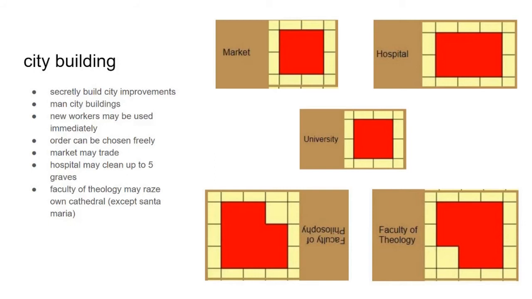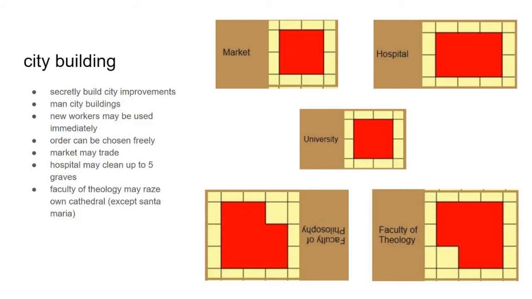Or you can trade with the bank if you have a market. So if you have a market, you can trade with the bank at a 2-to-1 exchange. So I could trade two resources of any kind, or two different resources, and get a third resource from the bank. That's how the market works. The hospital, if manned, allows you to clean up five graves from any of your cities. It doesn't have to be the city that the hospital is in. And you can decide which graves you want to clean up.